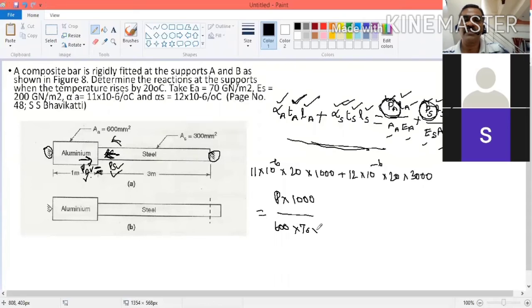So 70 into 10 power 3, plus P. Here also I am taking P because PA is equal to PS. So I am taking both P into 3000, the length, into cross section area 300 millimeter square, into Young's modulus 200. Only unknown is P. You can calculate the value of P.